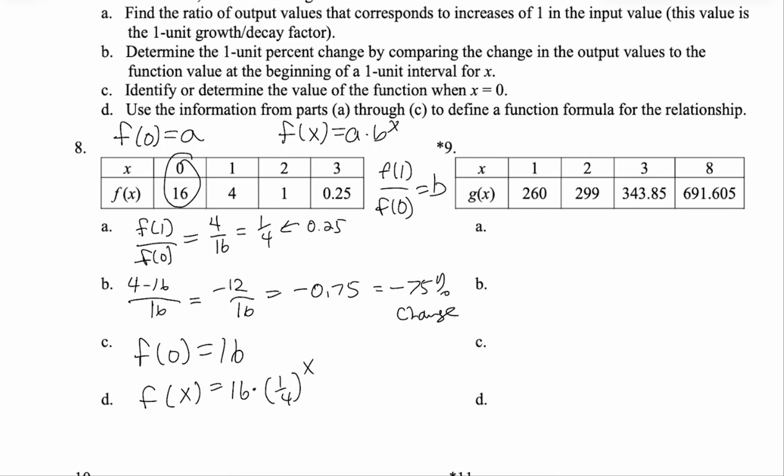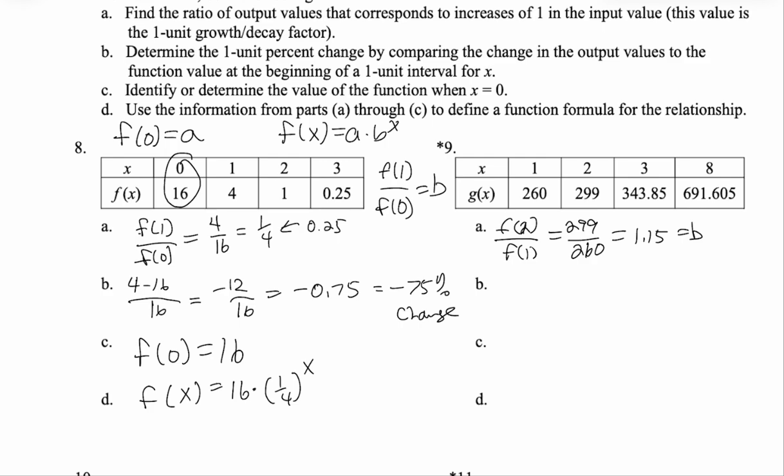Okay. So let's do one that's a growth. Okay, so let's do the exact same thing for 9, please. Okay, let's do 9a. But that's going to be our B. Okay, so that's going to be 299 divided by 260. 299 divided by 260 is 1.15. That's our B.